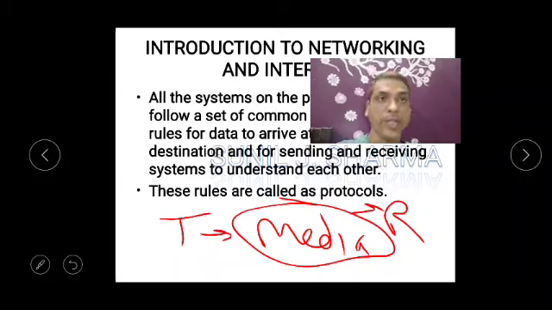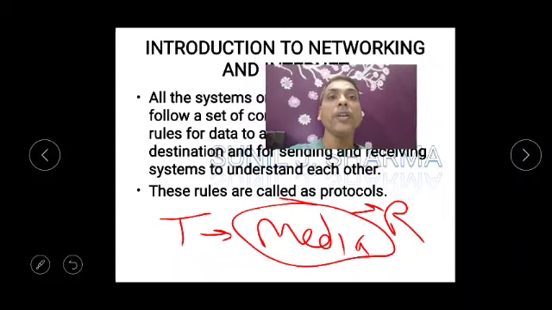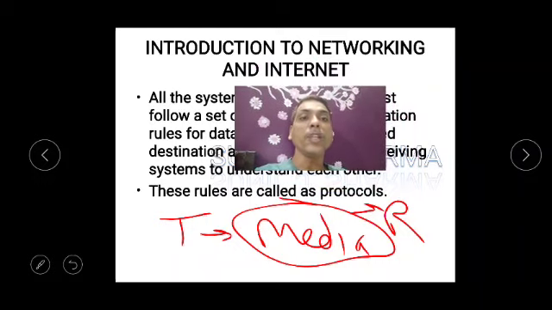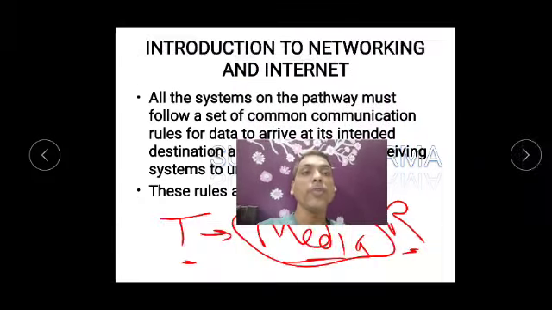Whatever we are doing right now is also a kind of communication. My mouth is the transmitter, your ears are the receiver, and the medium can be air, if we were in a class, because through that you can listen to me. So we require three things for communication: transmitter, receiver, and media. The media is very important. Nowadays we have wireless media and wired media. Wired media can be cables, and wireless media is like mobiles or mobile towers.